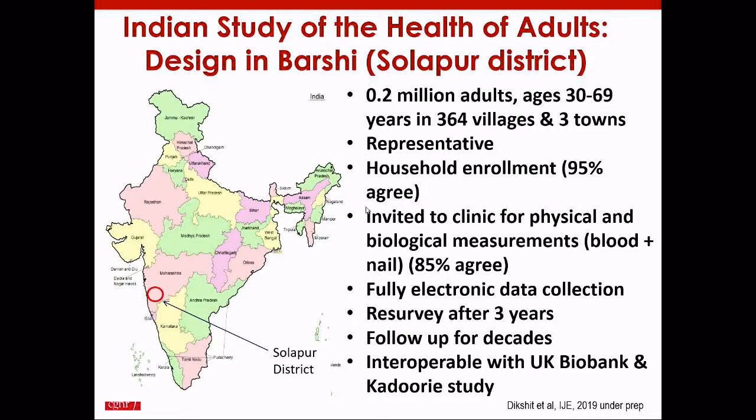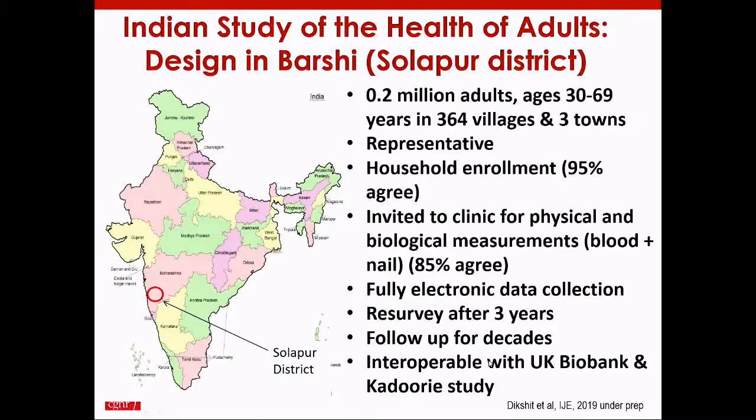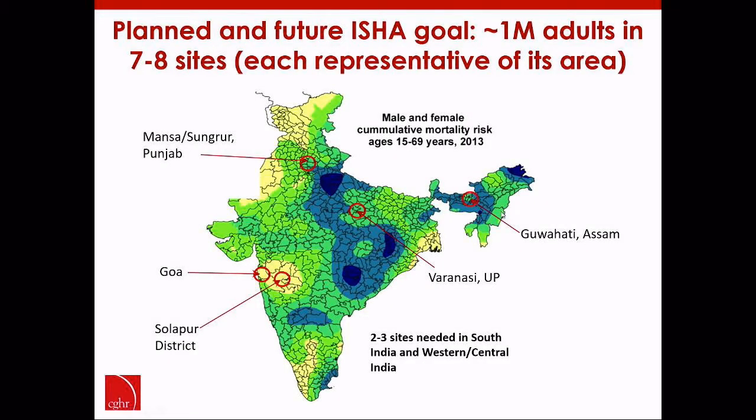They're invited to a clinic where they undergo biologic measurements similar to Zhenming Chen's Kadoorie study measurements. It has a complete electronic data collection with a resurvey after 3 years. And it's designed very closely with the UK Biobank and the Kadoorie study to ensure interoperability. And the plan is to try to get about 1 million Indians enrolled in different parts of India.